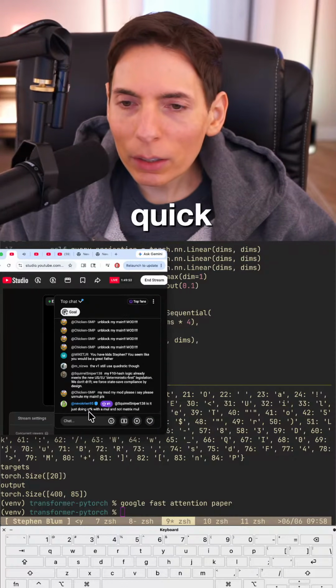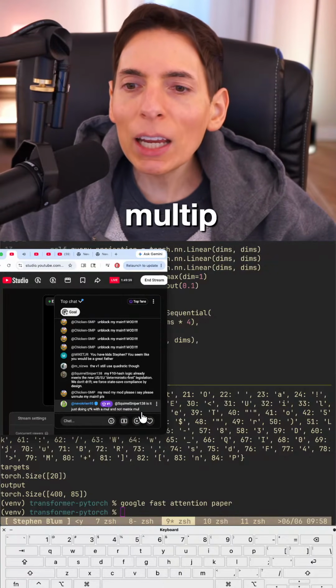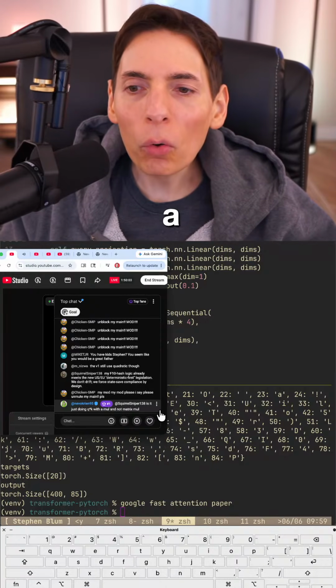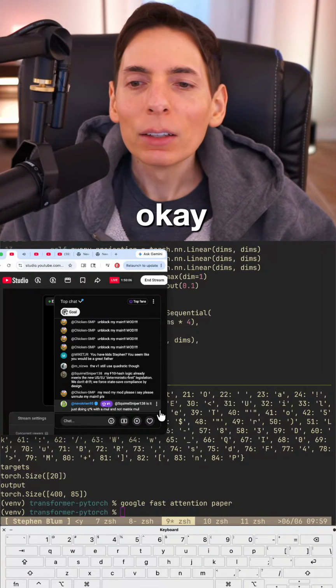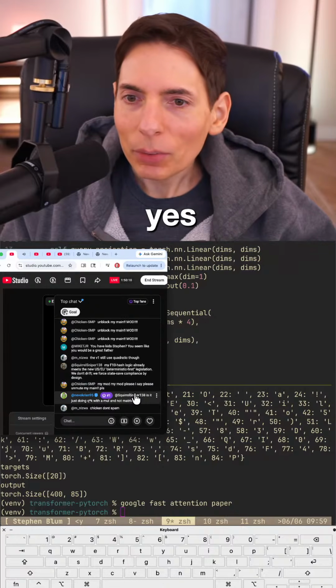It's just a quick Q times K with a matmul, and not a full matrix multiplication. Okay, so it's just... exactly, yes.